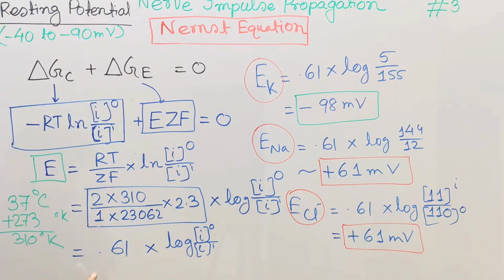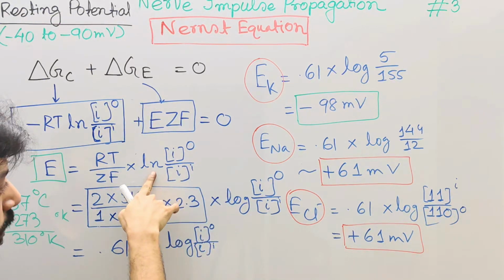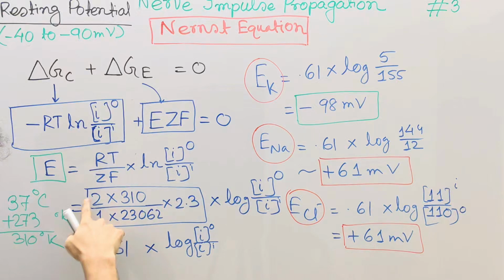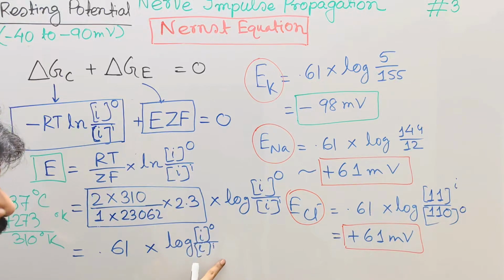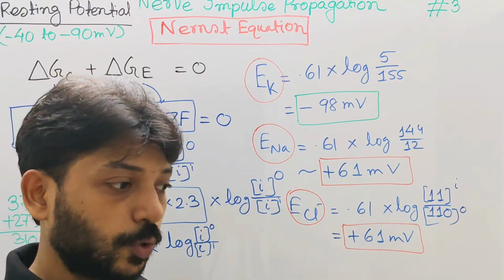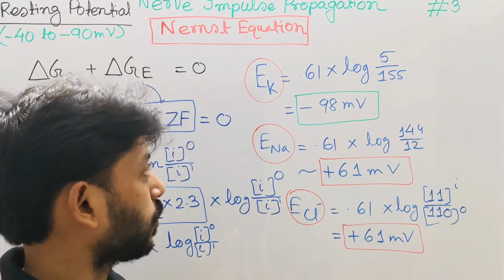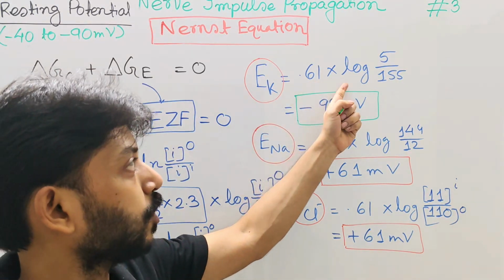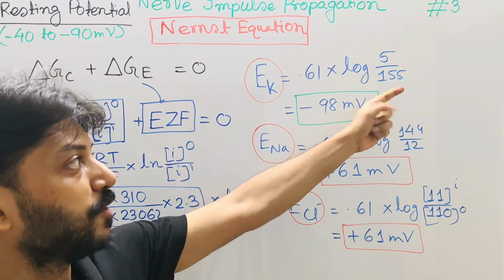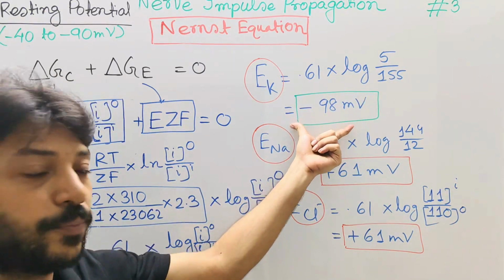Now the whole value, here the natural logarithm, if you convert it to log, gets the value 2.3. Now if you multiply all this and divide, you will get 0.61, that is the log of the ions' outside concentration over inside concentration. Now the equilibrium potential for potassium will be 0.61 log, because outside concentration is 5 and inside is 155, you will get a value of minus 98 millivolts.